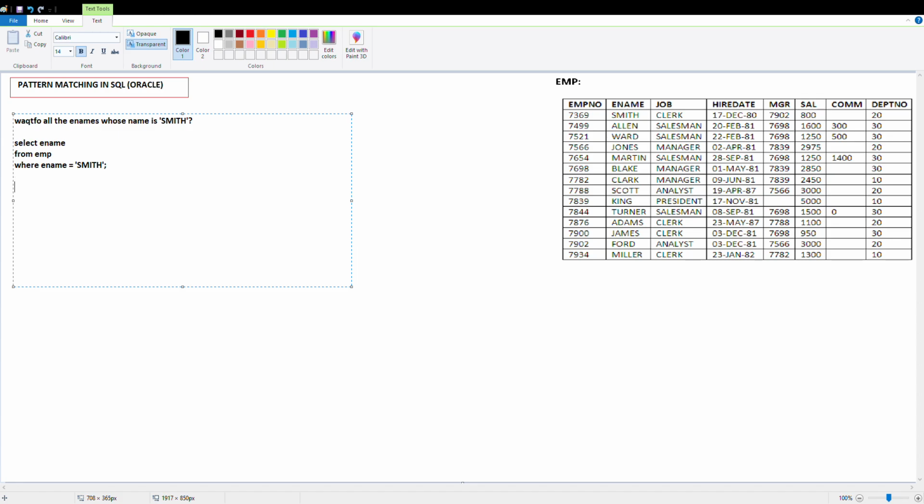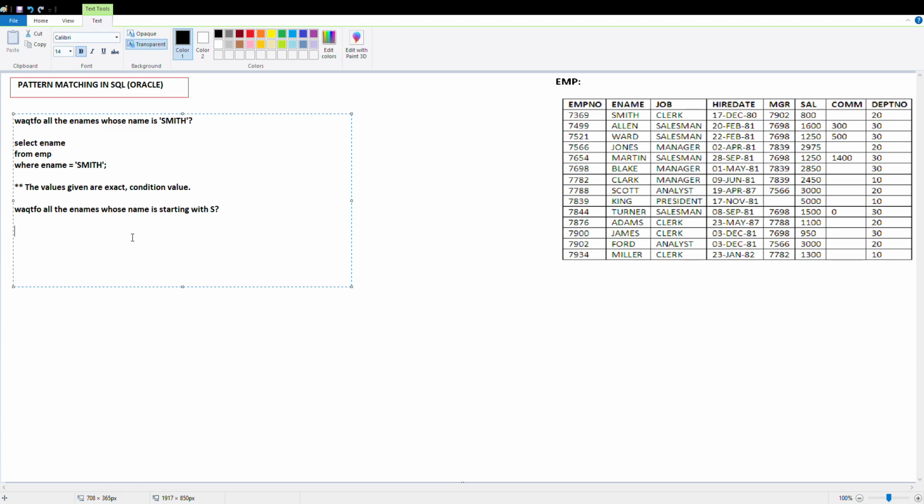The reason you are doing it is very simple. The values given are exact. When I'm saying value, it is the condition value, and this is exact. The same question I can ask in a very different way. Write a query to find out all the employee names whose name is starting with S. Now try to understand the difference.